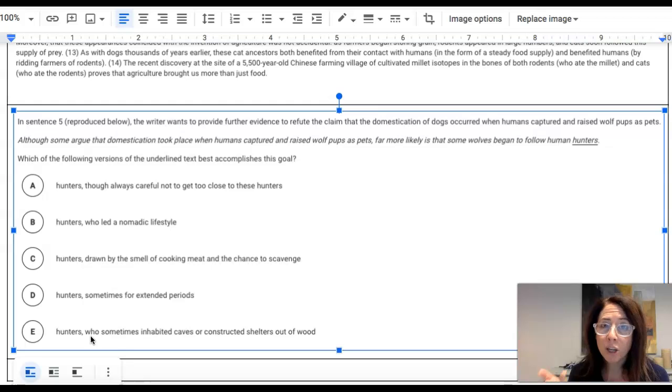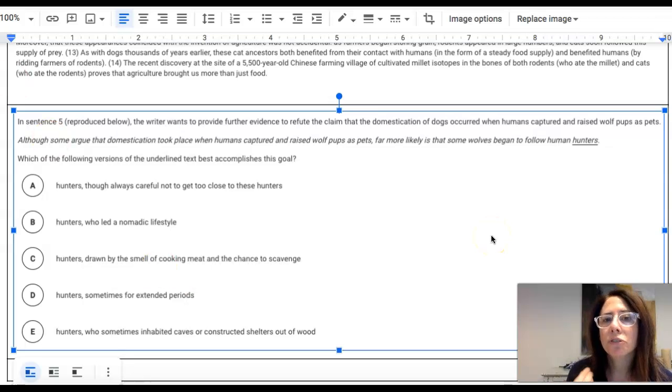And then the other one that I'm noticing is E. Again, the same thing, who sometimes inhabited caves or constructed shelters out of wood. Well, I mean, wolves can't construct shelters out of wood, but also grammatically, right? Who is a modification for hunters and not wolves, plus who is for humans and not necessarily animals. And we notice that C and D does not have that who and is modifying or talking about wolves, right? So if we go back here, wolves began to follow human hunters, comma, drawn by, right? Or wolves began to follow human hunters in D, comma, sometimes for extended periods of time. Both of those phrases that come after hunters for C and D refer back to wolves and not hunters.